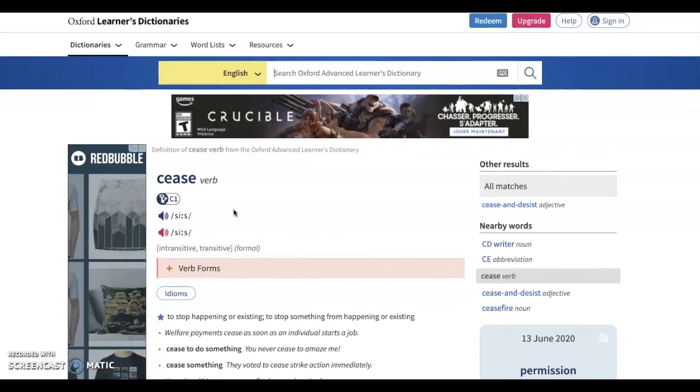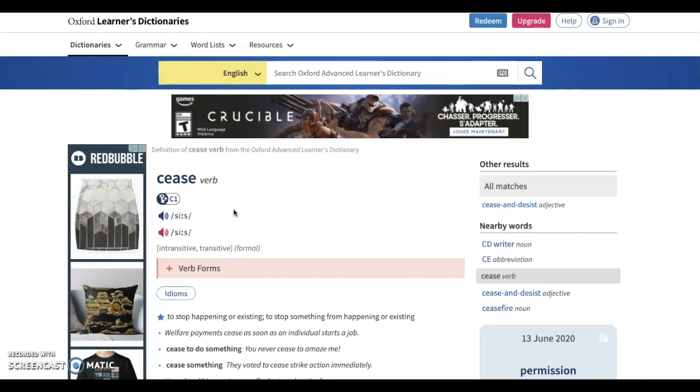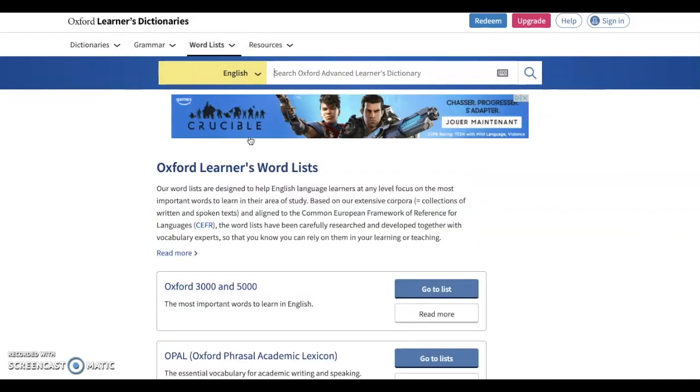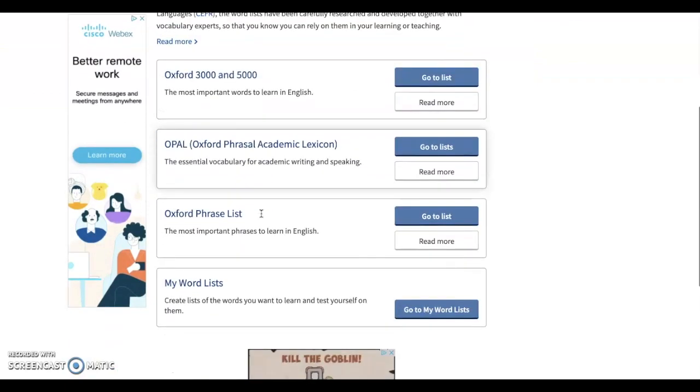Another wonderful feature offered by the Oxford Learner's Dictionary is the word lists. And you can access the word lists from this tab here. Let's go to the word lists home together. Here, you have a list of vocab categorized based on various features.